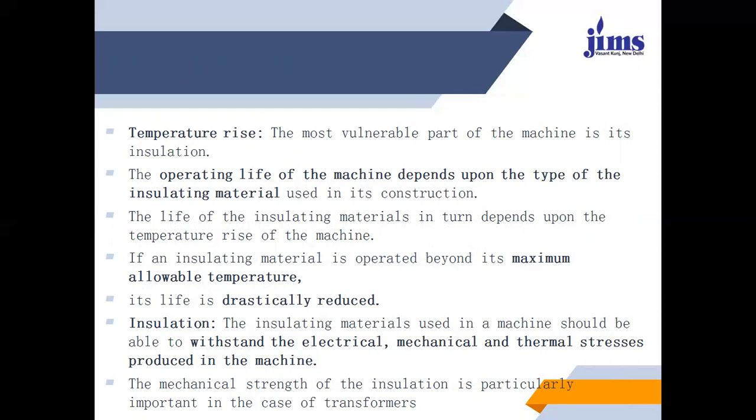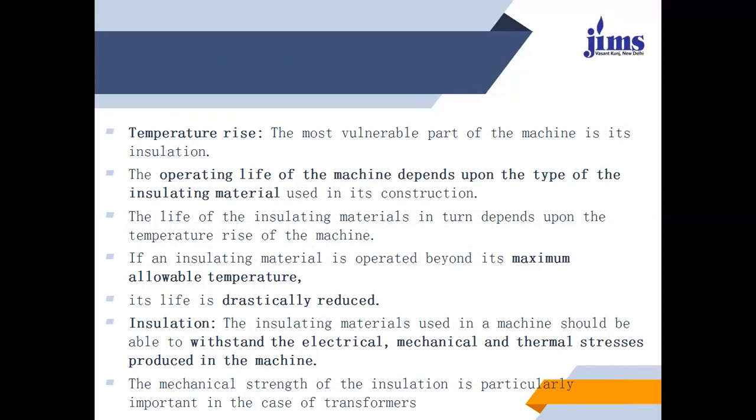If we increase the supply of current, then automatically the heat will increase. Heat increasing means temperature increasing. If that temperature is beyond the insulating material range, it will reduce the life of the insulating material, and automatically it will develop a fault in the entire machine. The insulating material used in a machine should be able to withstand the electrical, mechanical, and thermal stresses which will be produced in the machine.